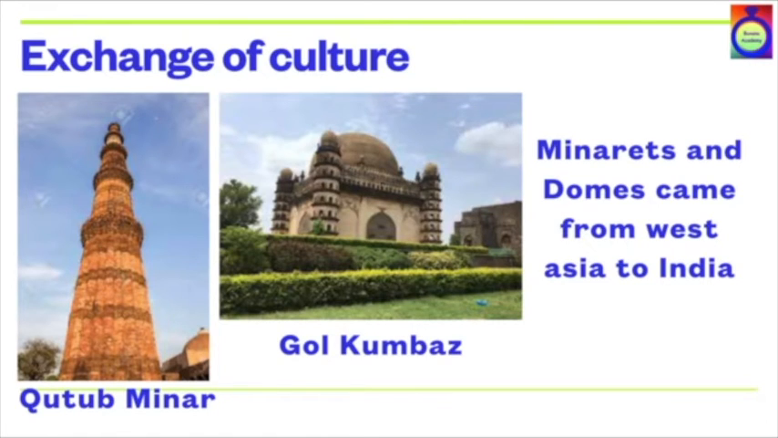Similarly, Qutub Minar and Gol Gumbaz. These two things came to India from West Asia. Qutub Minar is located in Delhi. It was constructed by Qutbuddin Aibak in 1139. And Gol Gumbaz is found in northern Karnataka now. It was constructed by Adil Shahi. These two structures came from West Asia.